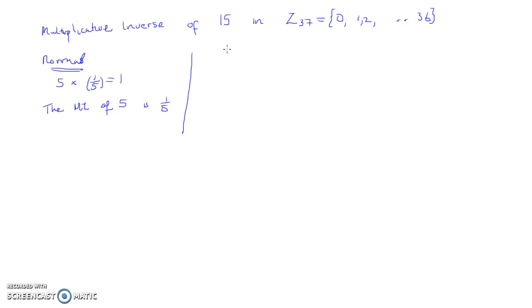Now, if you want to look at it in modular arithmetic, what we have is 15 has to be multiplied by its multiplicative inverse, mod 37, and we'll get a remainder of 1. So we're saying if 15 is multiplied by a number, and that is then divided by 37, 37 will go into it so many times with a remainder of 1.